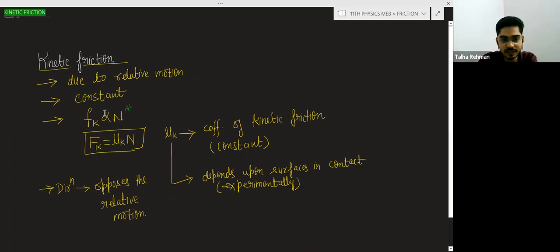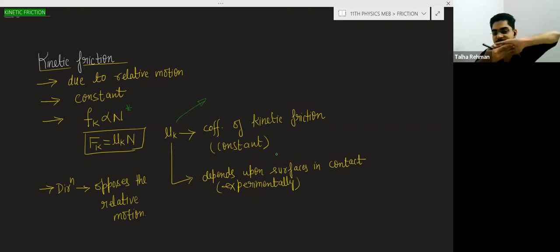So basically, remove the proportionality sign, you will get this mu k. What is mu k? Coefficient of kinetic friction. This is also constant, and this coefficient of kinetic friction depends upon the surfaces in contact.